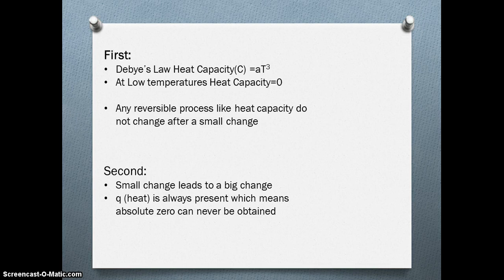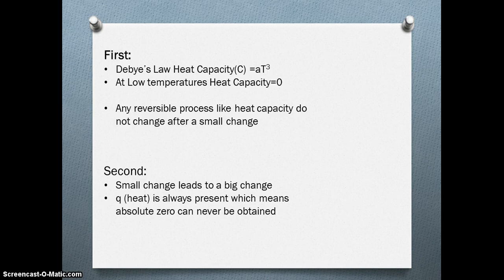So any reversible process, if we're going to make a small change to something within that reversible process, nothing has to change. It's got to be equal. So it's the same as saying if we take one water molecule out of a jar, it's not going to change anything. That's one molecule. That's very insignificant.